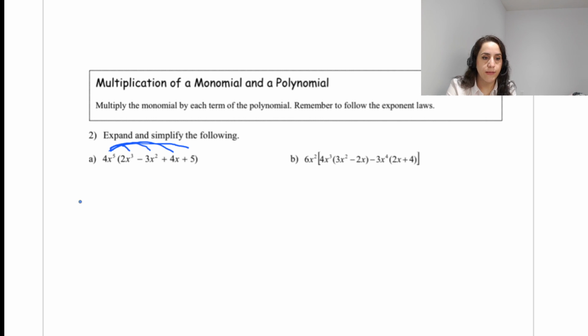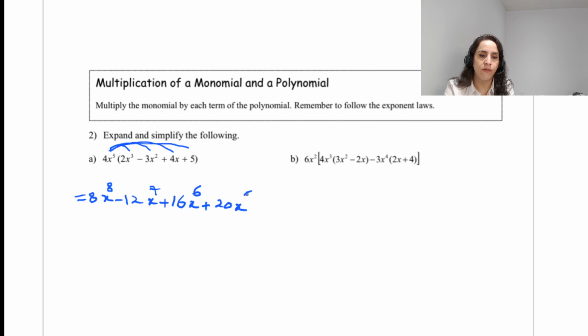I'm going to use the FOIL method. The answer: 4 times 2 is 8. x to the power of 5 multiplied by x to the power of 3. Bases are the same, so I'm going to just add the exponents. 4 times 5... 4 multiplied by negative 3 makes negative 12. x to the 5 and x squared is going to make x to the 7. 4 times 4, 16. x to the 5 and x to the power of 6. And finally, 4 times 5, 20. And there is no x, then x to the power of 5. That's it.